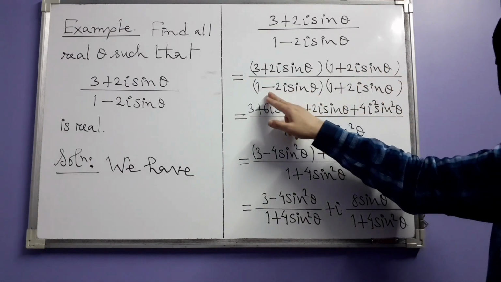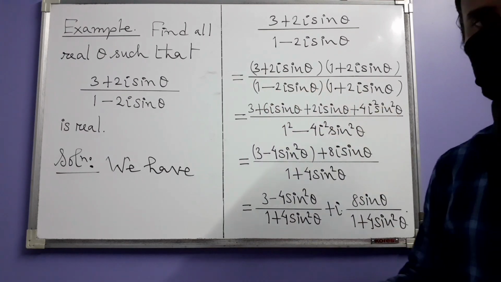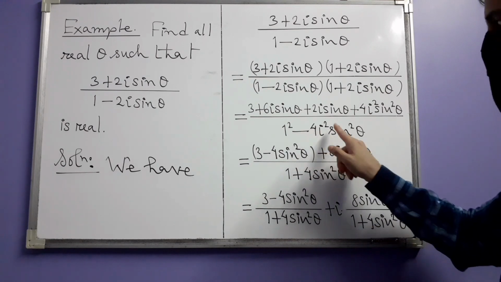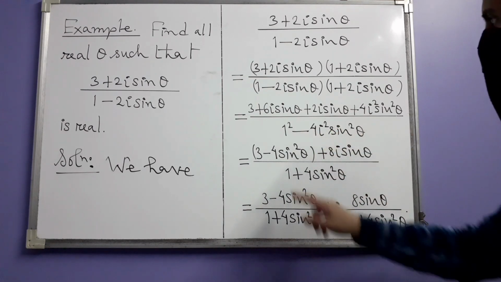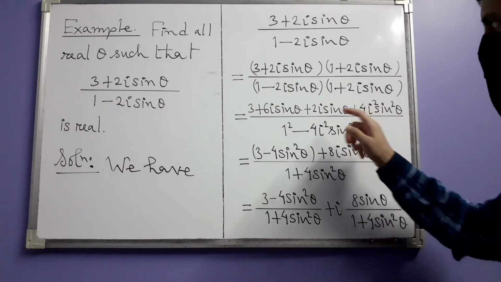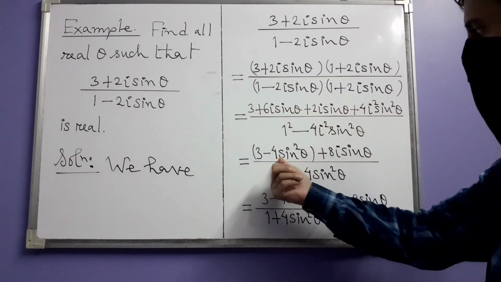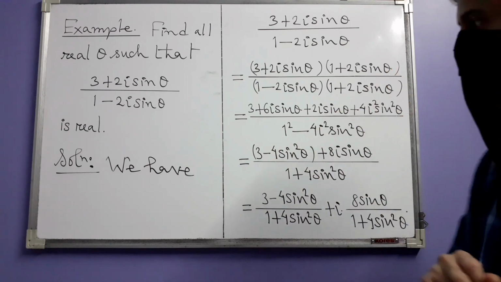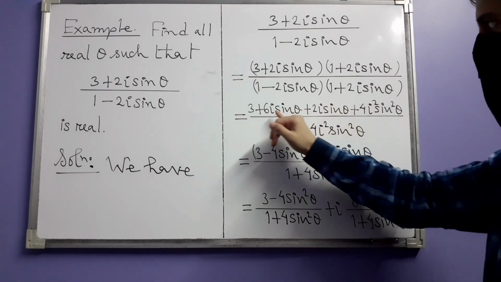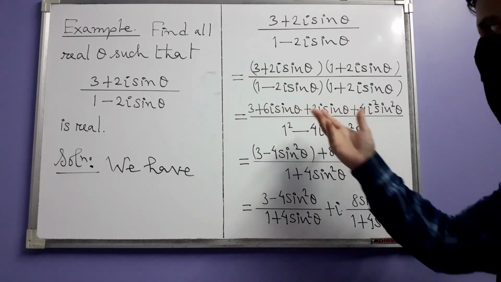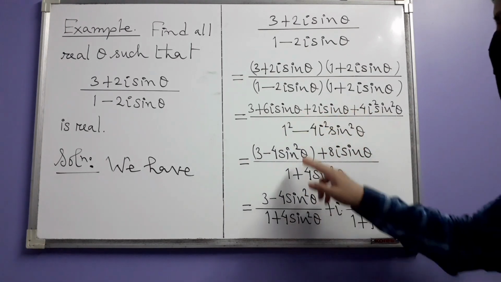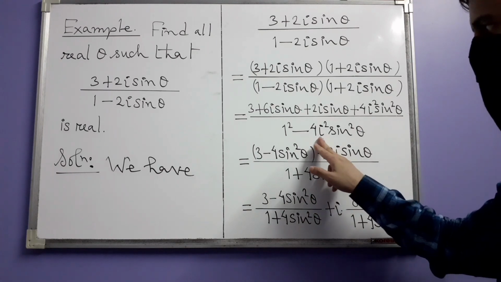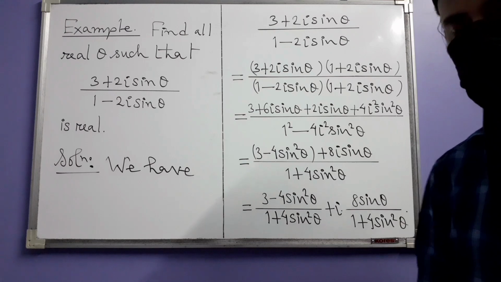And the denominator is in the form a minus b times a plus b, so it will be a squared minus b squared. So that way we get this 1 squared minus 4i square sine square theta. Now this i squared is minus 1, so 3 minus 4 sine square theta. So that is without i. And the terms having i are 6i sine theta and 2i sine theta. So together they give us 8i sine theta. And the denominator becomes 1 plus 4 sine square theta, because i square is minus 1, that minus and this minus will give us plus.